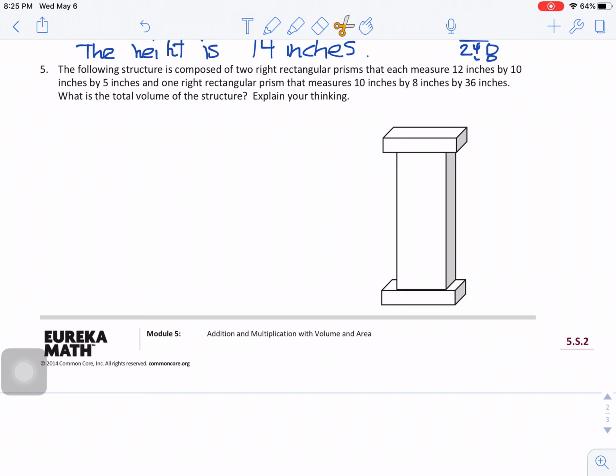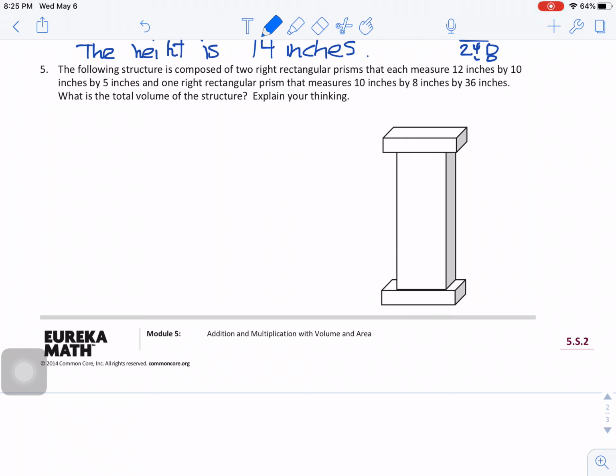Okay, let's take a look at problem number 5. The following structure is composed of two right rectangular prisms that each measure 12 inches by 10 inches by 5 inches, and one rectangular prism that measures 10 inches by 8 inches by 36 inches. What is the total volume of the structure?